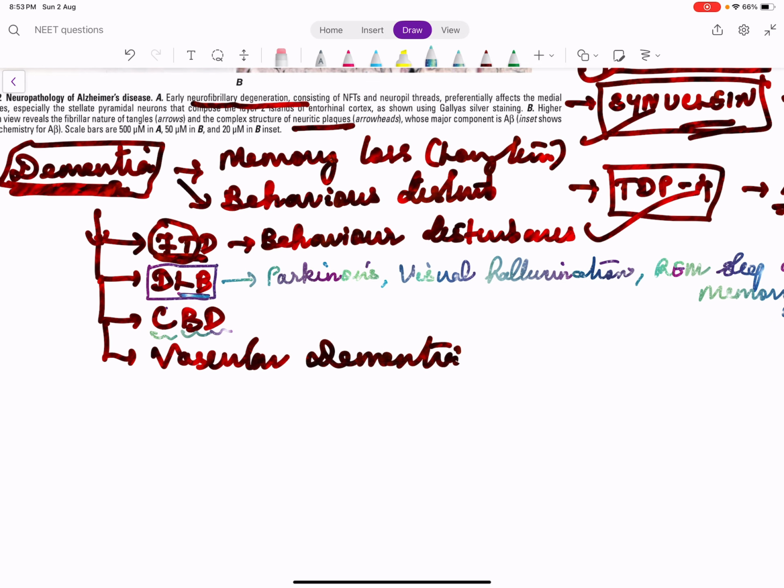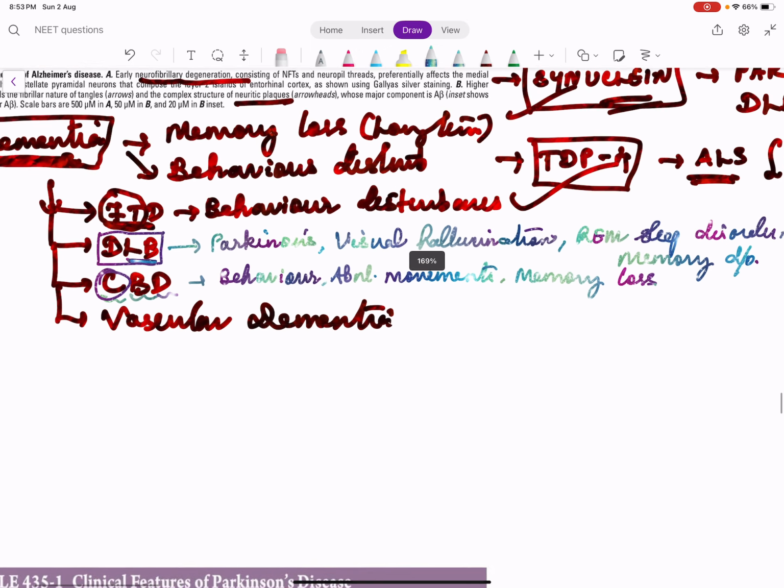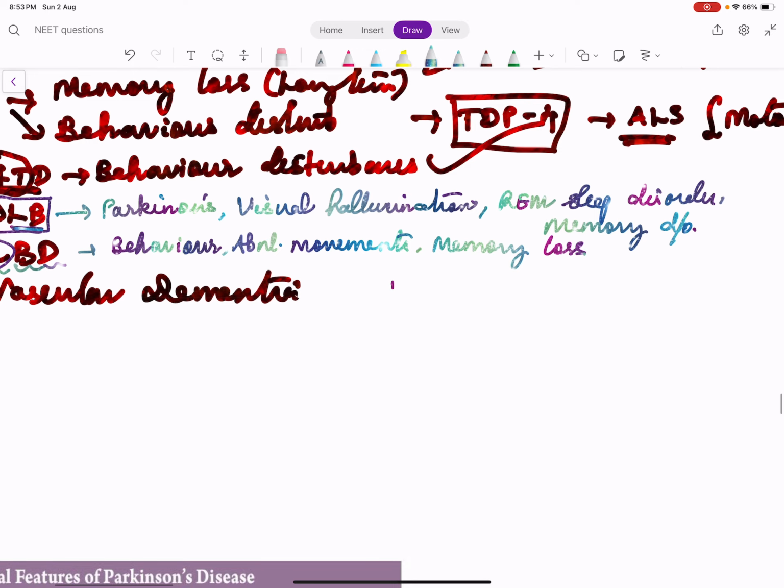Corticobasal degeneration. So cortical means again there is behavioral disturbances. Basal. We discussed basal ganglia always produces abnormal movements. So abnormal movements, behavioral disturbances and memory loss. That will be corticobasal degeneration. So it's a progressive condition. There is no definitive treatment, but we can prevent it.